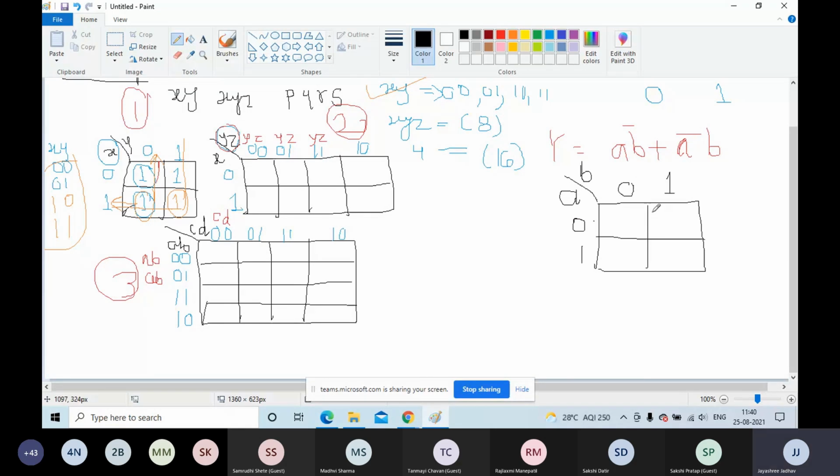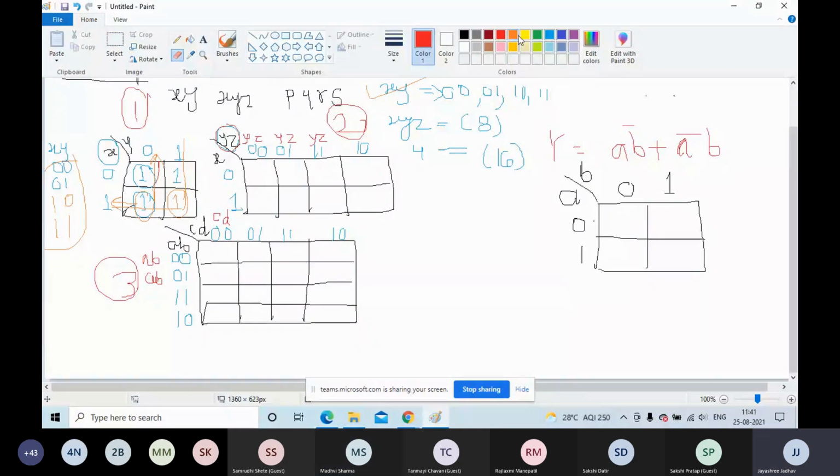Now how to simplify it? How to simplify this equation? Now you tell me, A B bar plus A bar B. Now is this equation in the form of SOP or POS? SOP. SOP, correct. Now, if this equation is in the form of SOP, then what is the value of A here in this case? 1.